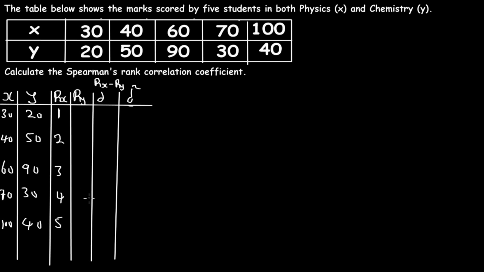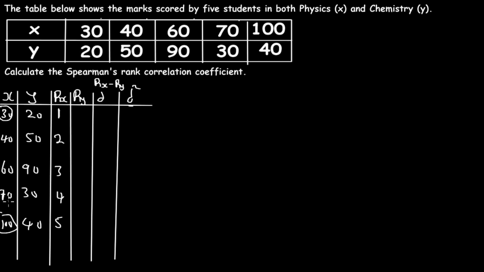Now, if I'm willing to rank in descending order, how do I do that? If you want to rank in descending order, instead of 30 being 1, 30 will be 5. Understand? The least value of the data is what gets the highest rank, and the highest value of the data is what gets the lowest rank.